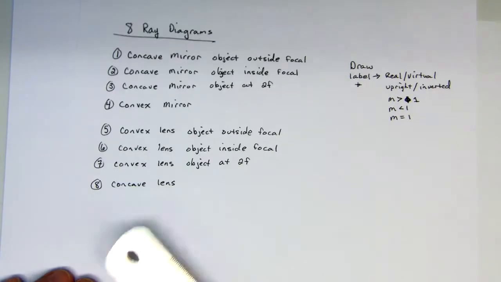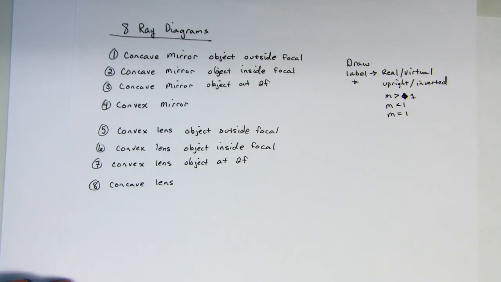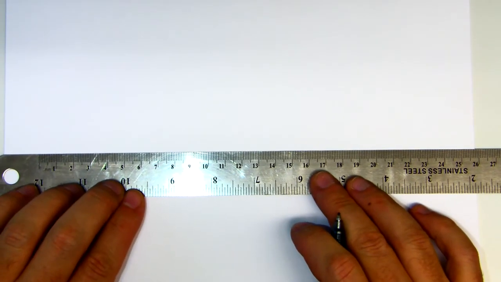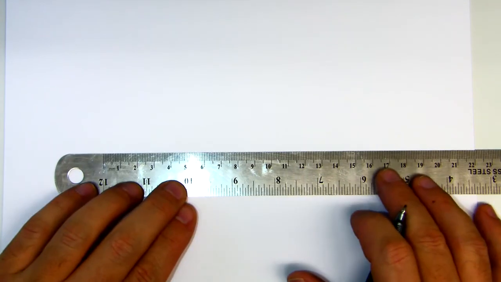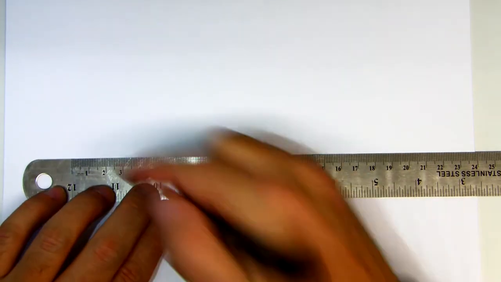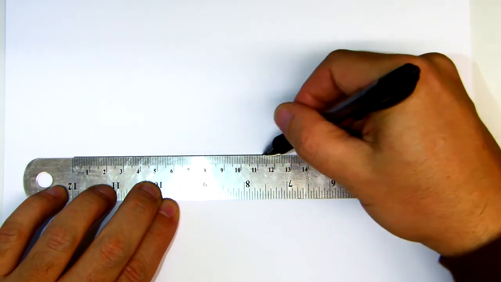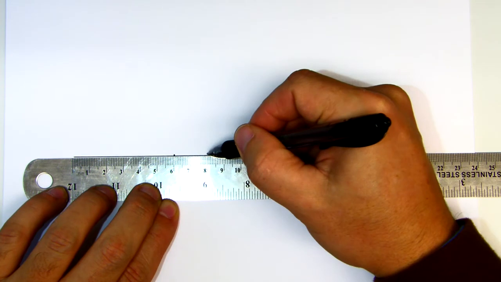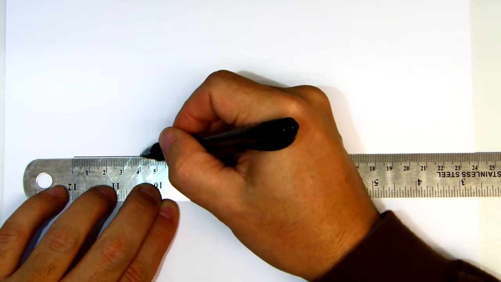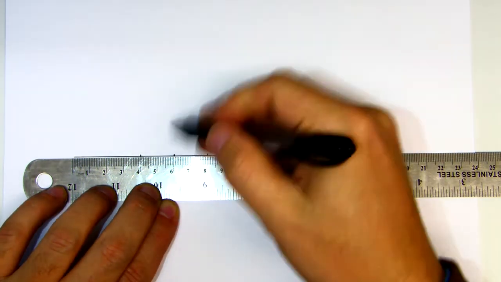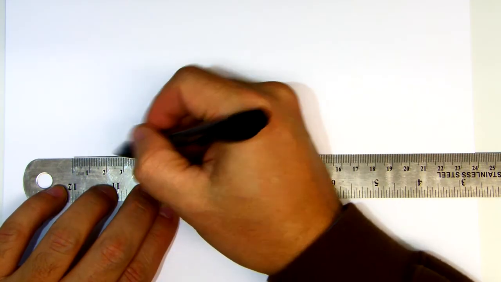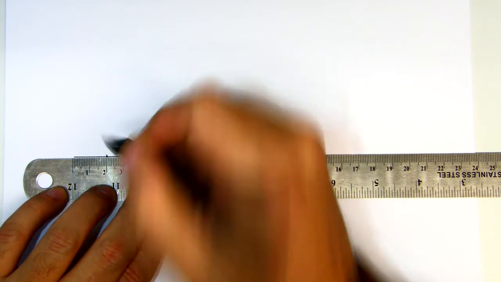Now we'll do the special case, convex lens, object at the 2F. So I definitely have to measure this one. Well, it's about 12, so exactly in the center will be 6. I'm going to go 2 centimeters away from the lens on each side to make my focal, and then double the focal will be 4 away, or 2 away from the focal.